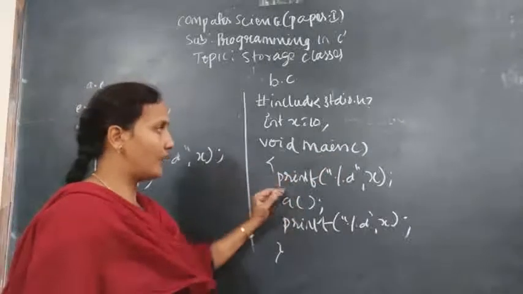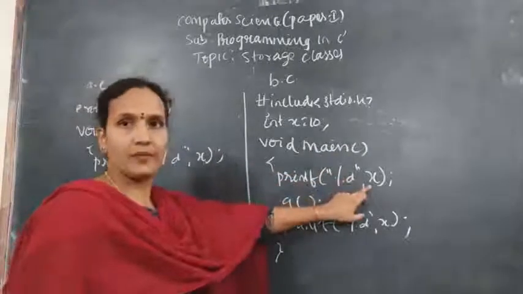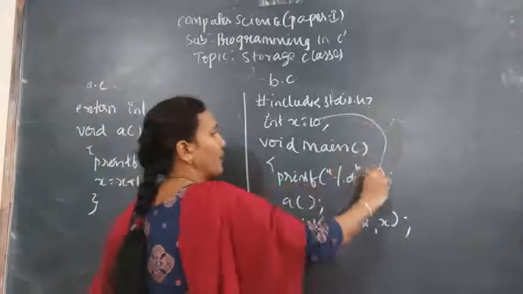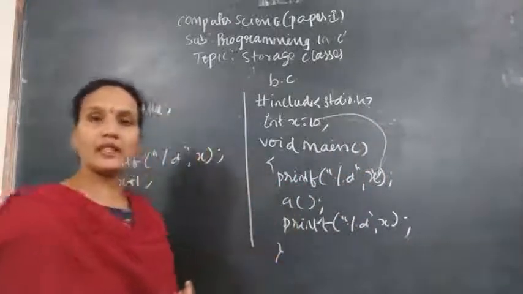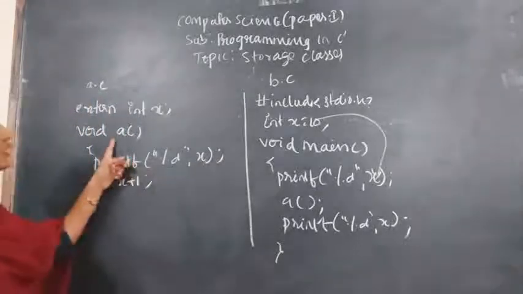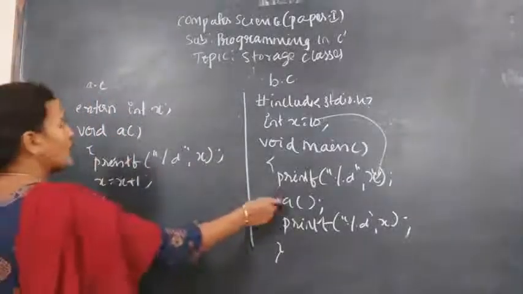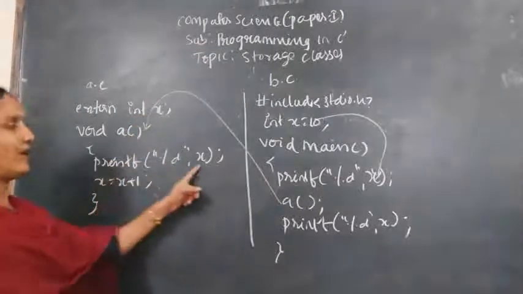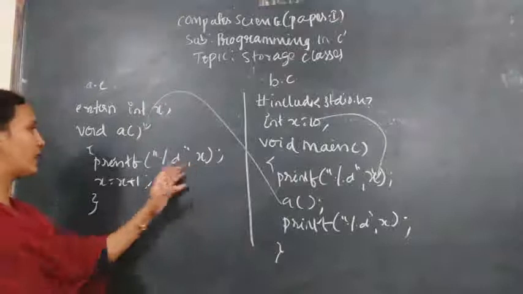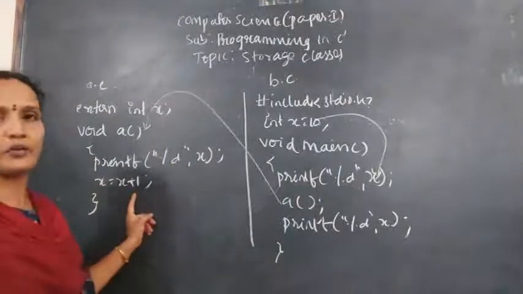Next, in the main function I am printing x. After printing x, I am calling a. Where is the a actually? A is in a.c. In a.c, what have I given? x. After printing x, it is incremented by 1.